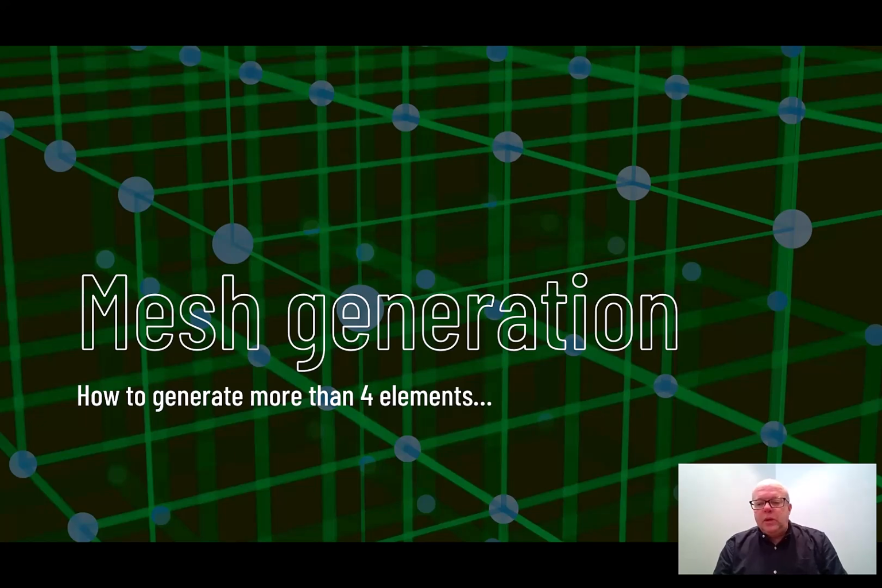Today we're going to talk about mesh generation and specifically how to generate more than 4 elements. So up until now you have been meshing manually by specifying the topology and the coordinates manually. Now that is not feasible when you're starting to get larger models with even millions of elements. So you need some kind of tools to do this. So this is what we're going to talk about today.